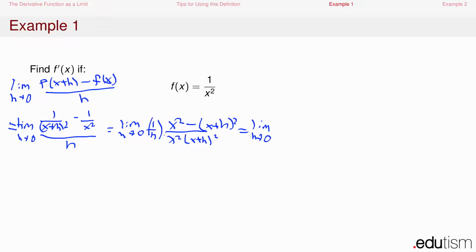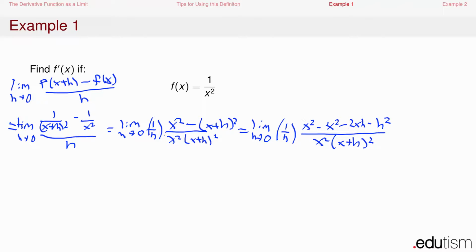So we're going to get the limit as h goes to 0. This 1 over h in front is going to stay. And the x squared is going to stay, but when we expand the x plus h squared, we're going to get an x squared plus 2xh plus h squared. That negative sign in front is going to distribute. We get x squared minus 2xh minus h squared. We're going to have this whole thing all over that common denominator.